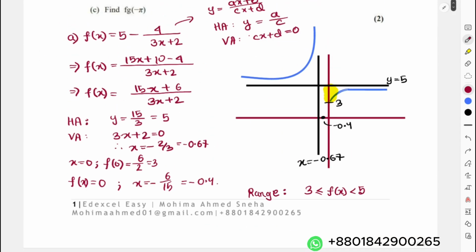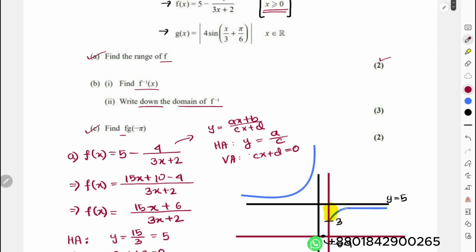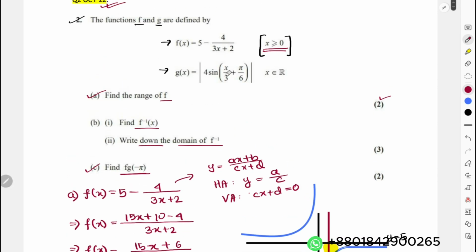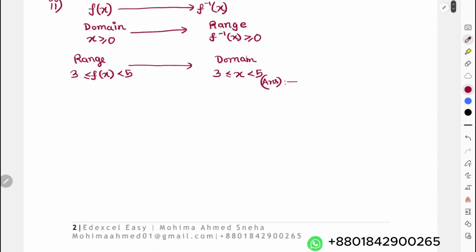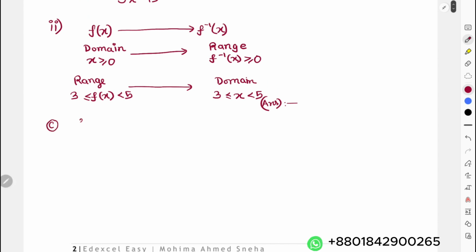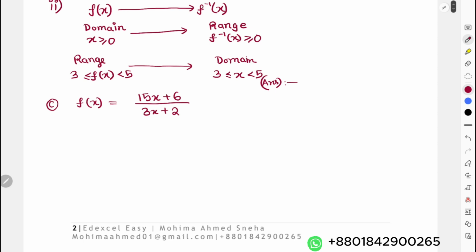Again, we are done. After this, if we move on to your part C, this time this is a composite function. I have to insert g of x into f, and this time the value for x is given as negative pi. And g of x is given as 4 sine of (x by 3 plus pi by 6). Starting with part C, I'm going to insert g of x into f of x, where f of x was written as (15x plus 6) over (3x plus 2), wherever we have x. So we get f of g of x.